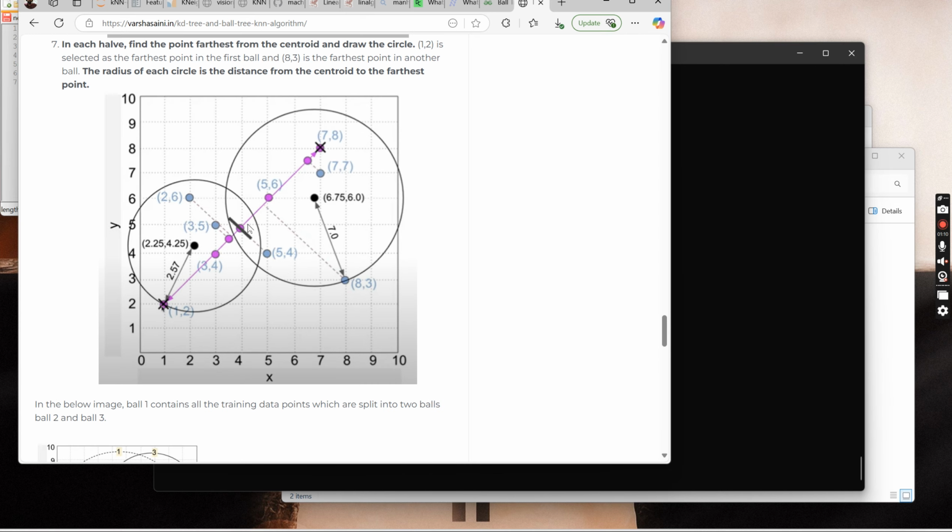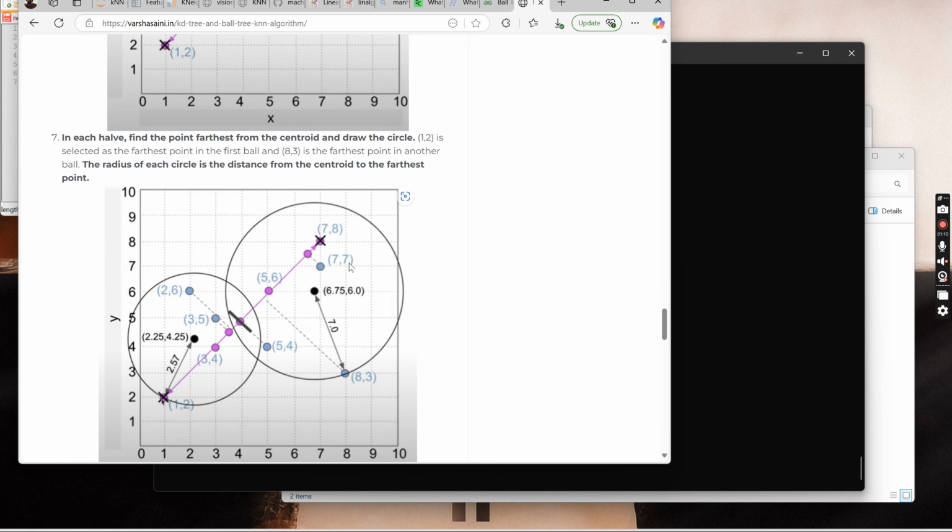Yeah. So this way you are drawing the circles. Once you draw the circles, again you are doing the same process. You are measuring the distance. Here 2.57 is the radius, here 7 is the radius.